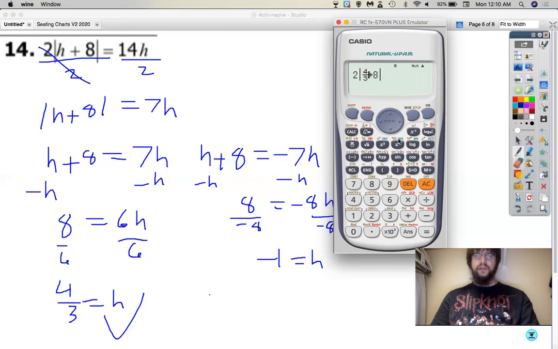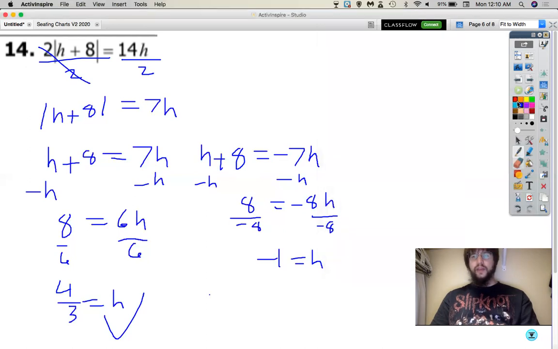Instead of 4/3, I'm going to put a negative 1. And this gives me 14. Okay. If I plug negative 1 in for h on the right side of the equation, I get negative 14. That's not the same as 14. So guess what? This is an extraneous root. So my only answer for this particular problem is 4/3.